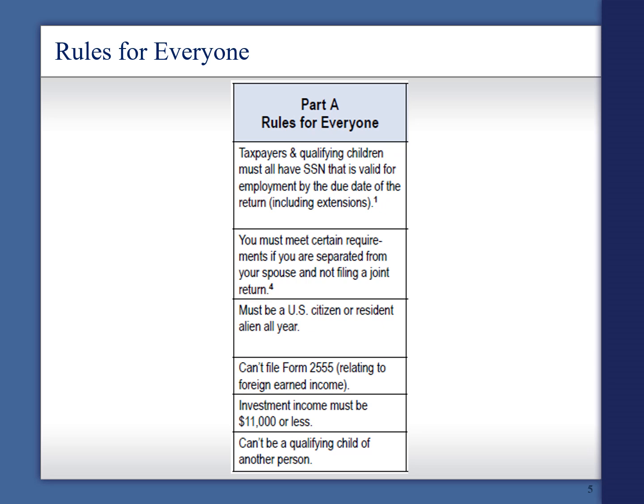Investment income must be $11,000 or less. This taxpayer cannot be a qualifying child of another person. In addition, they cannot have received a letter from the IRS that disallows the credit.